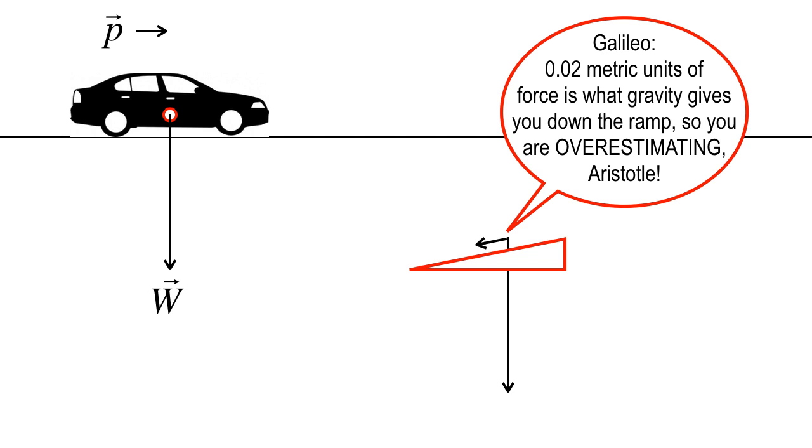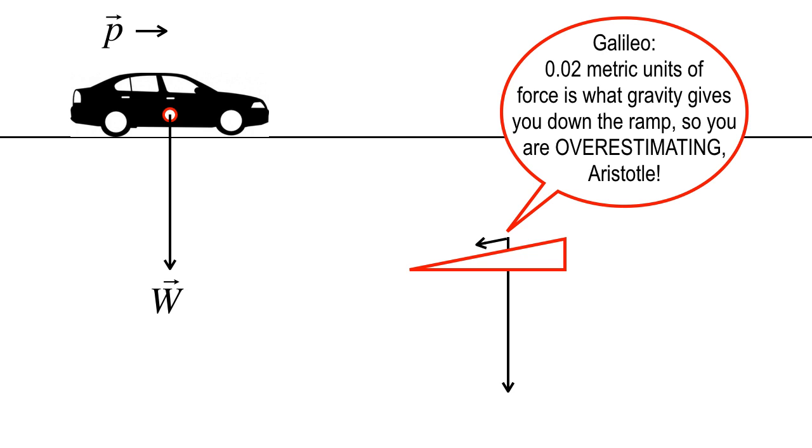And so what that means is, Aristotle, you are out of here. You are overestimating. Because 0.02 metric units of force is what you need for this ramp. It's more than what you need for a flat plane. This ramp is the force on this ramp. This is the force, and this is the shape of ramp for which 0.02 units of force produces acceleration.